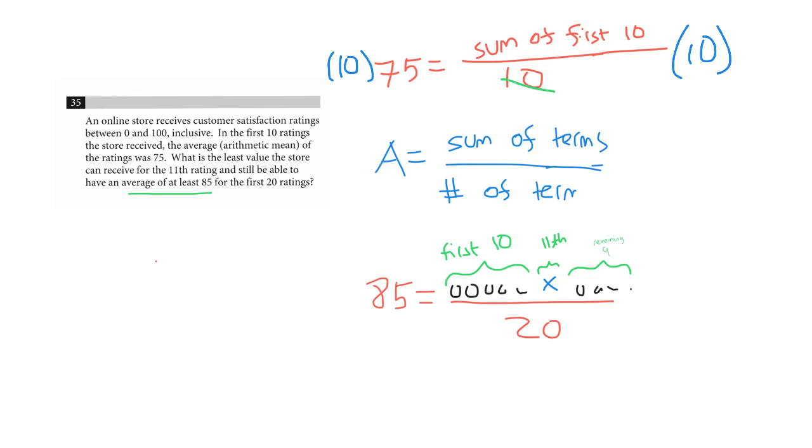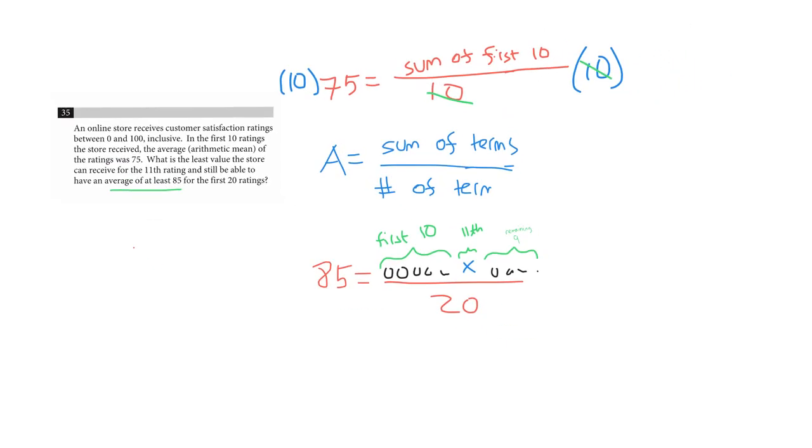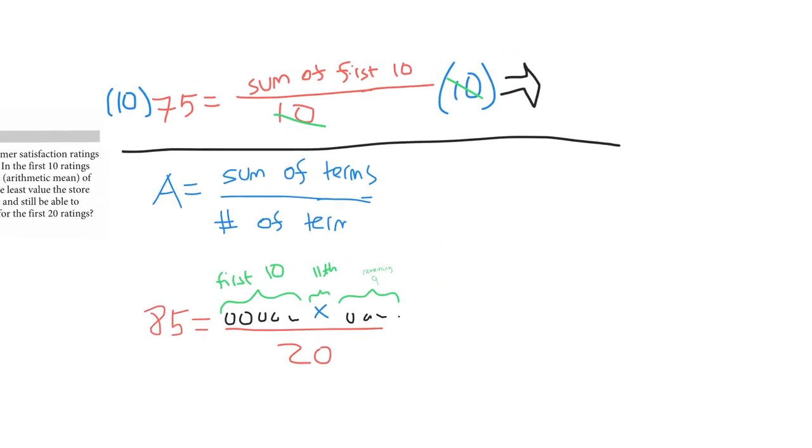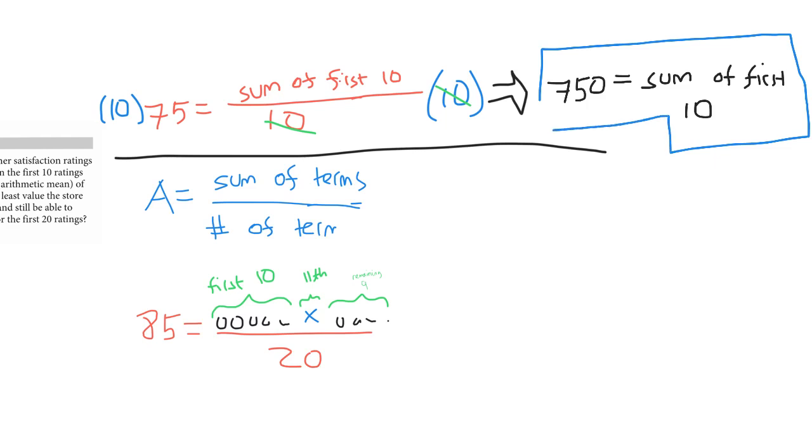And that cancels with that. And therefore, you end up with a situation. I'll do a little divider. You end up with the following situation, where you have 750 equals the sum of the first 10. So it is the case that the sum of the first 10 equals 750.